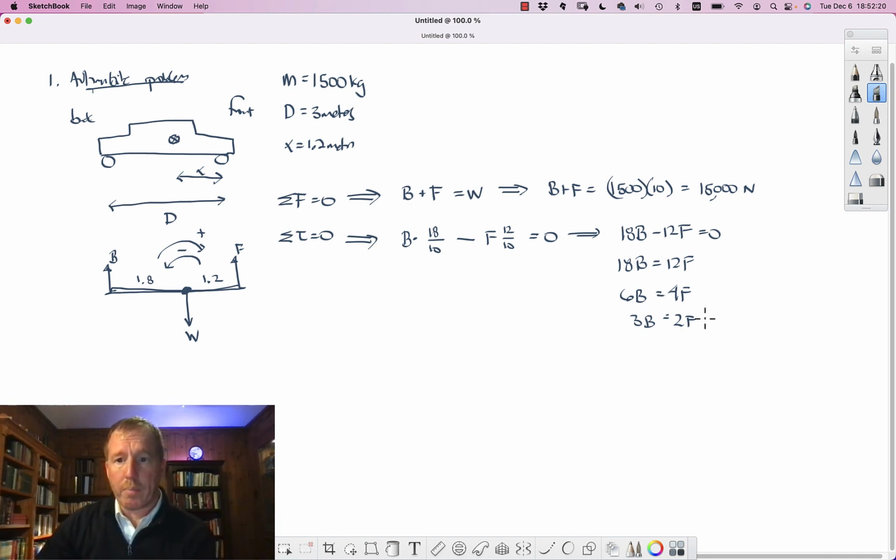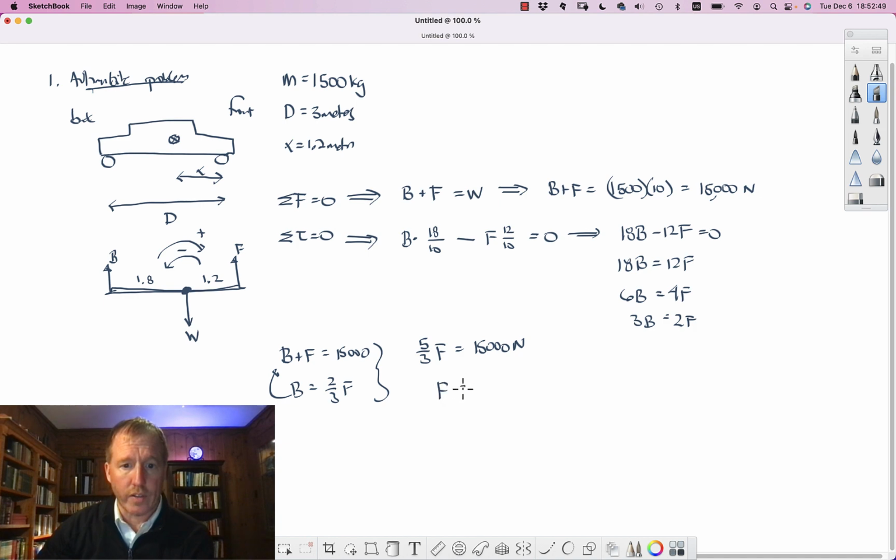So now let's rewrite these down here. B plus F is equal to 15,000, and B is equal to 2/3 F. So I have 2 equations and 2 unknowns, so I can substitute this one in for B right there, and I get 2/3 F plus F, which is what? 5/3 F is equal to 15,000 newtons, or F is equal to, we'll divide through by 5, I'll get 3,000 newtons, and multiply that by 3, and you'll get 9,000 newtons.